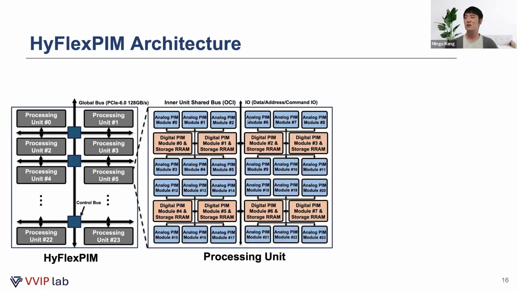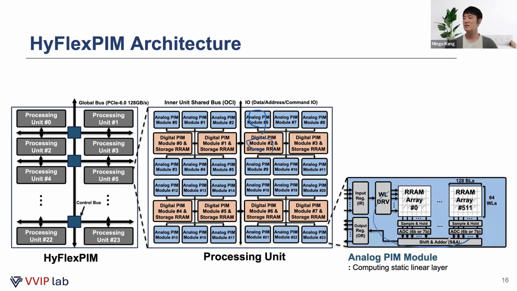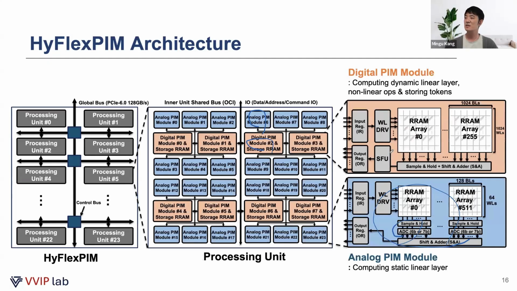And this is the high-level architecture, connecting many processing units through the global bus. And in each processing unit, we have multiple analog PIM and digital PIM. And inside the analog PIM, yeah, this is the same as I explained, including the ADC as well. On the other hand, in the digital PIM, we don't have an ADC, but we have a special function unit for non-linear operations.